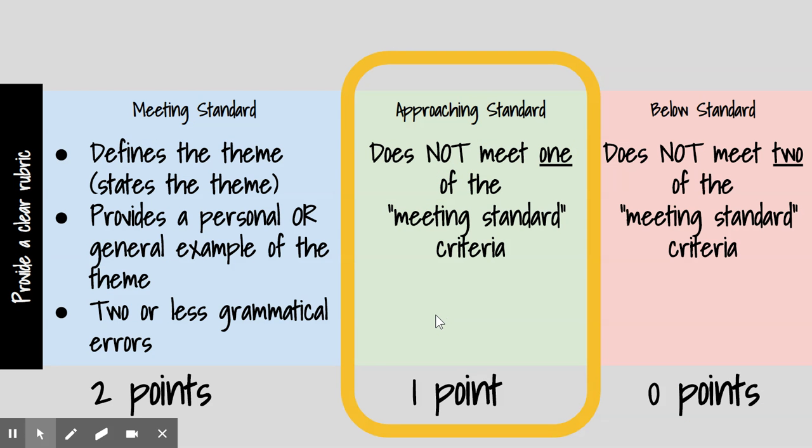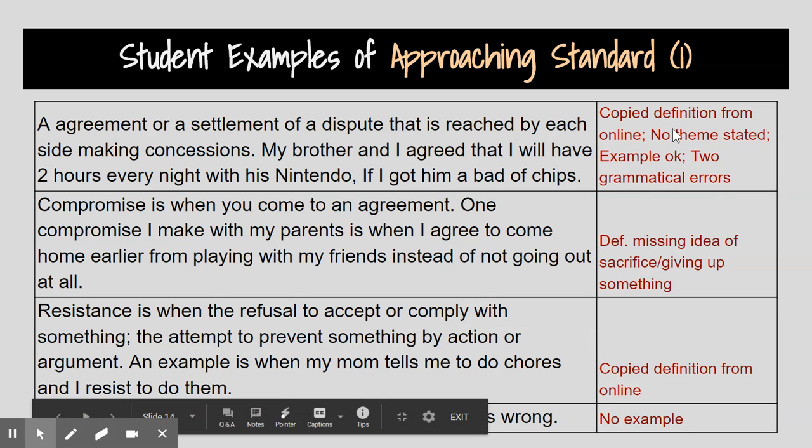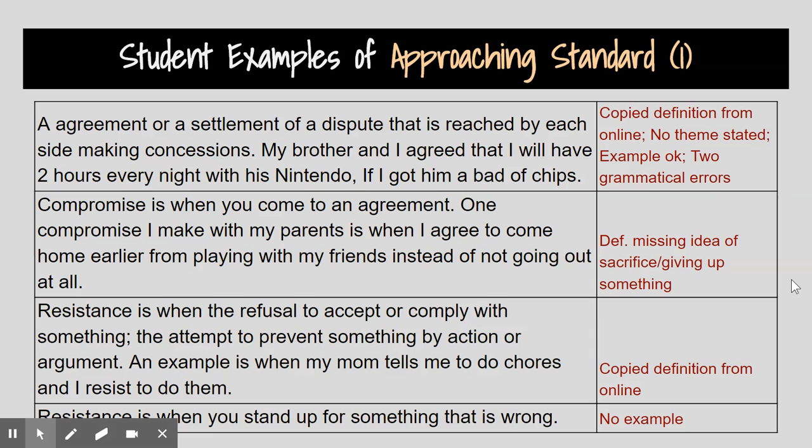Here is where it gets gray and it's harder for students to understand. So we're going to spend more time on approaching standard than we did on meeting. What you see on this slide are examples of student responses and the feedback that they need to improve their responses. So for the first one, the student copied the definition online and did not clearly state what theme they were talking about. For the second one, the student just says that a compromise is an agreement, but doesn't explain that both sides have to give something up for it to be a compromise.